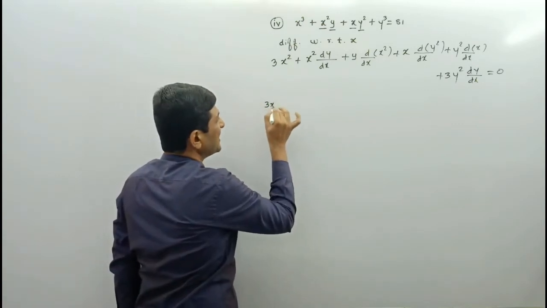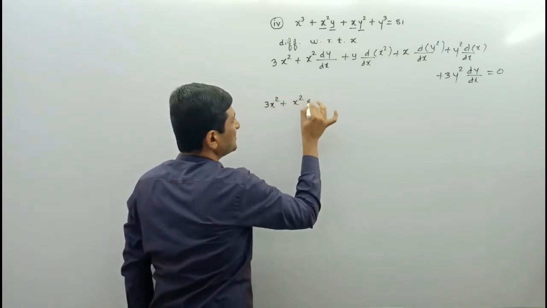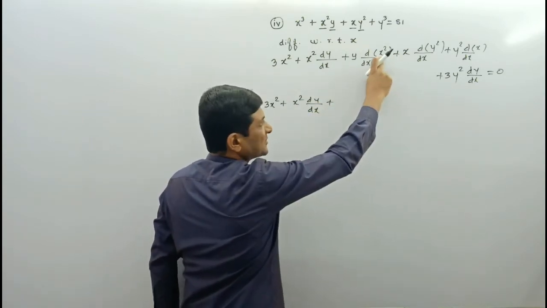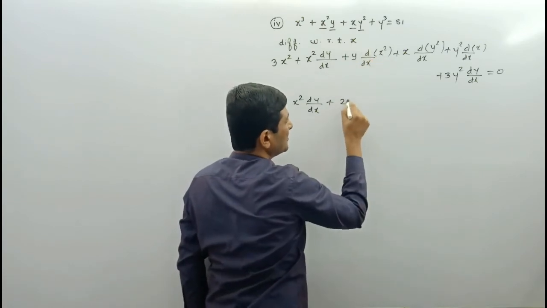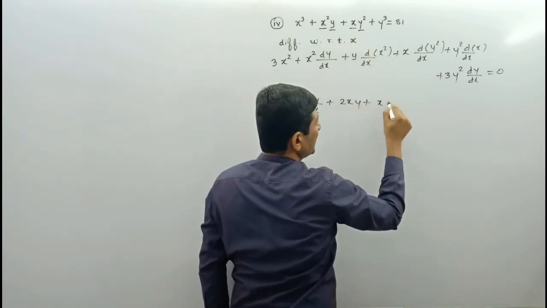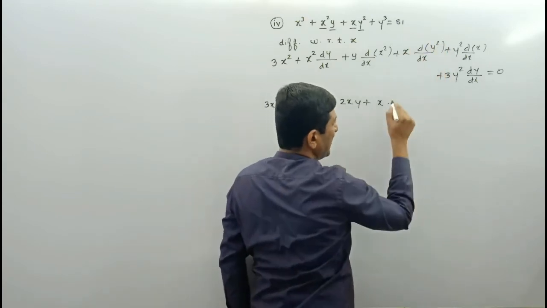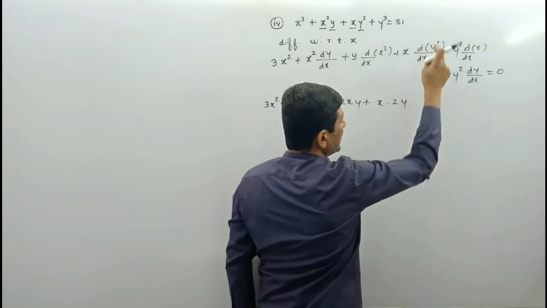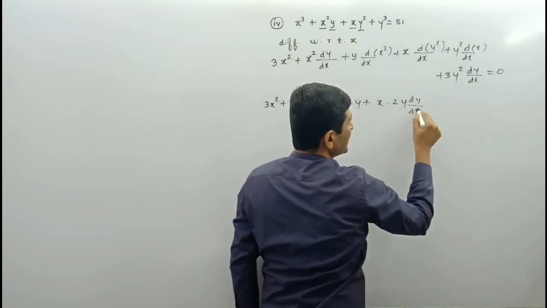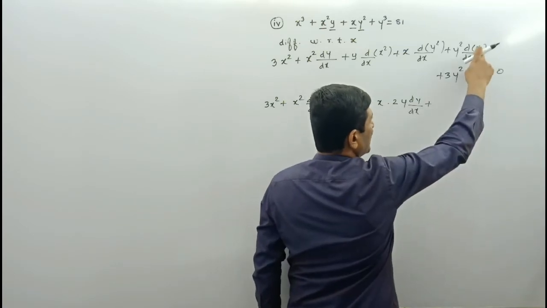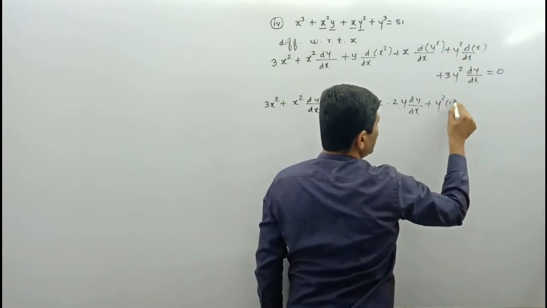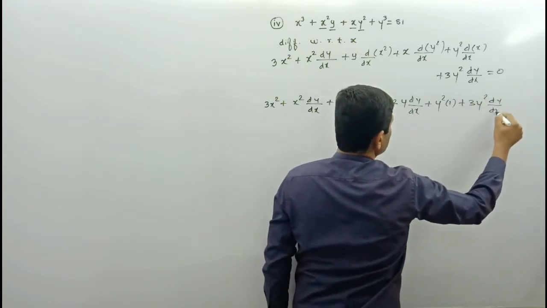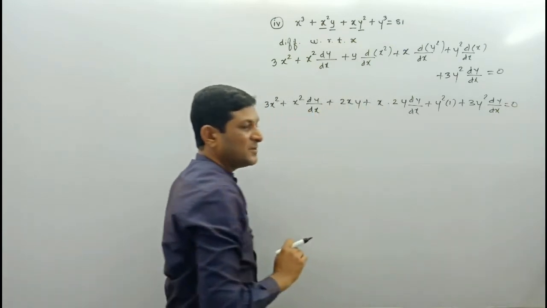So here 3x square, keep it as it is, plus here nothing is there to simplify, so keep x square into dy by dx as it is. What is the derivative of x square? 2x. 2x into y, it's 2xy, plus here x, keep it as it is. What is the derivative of y square? First take the power as a coefficient, then decrease the power by 1, so the new power will be 1, into the derivative of y, which is dy by dx, plus what is the derivative of x? 1 into y square, plus here 3y square dy by dx, keep it as it is, equal to 0 as it is.